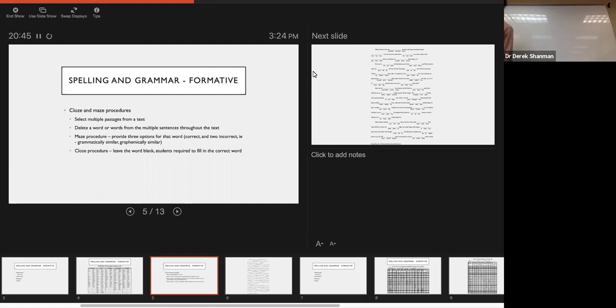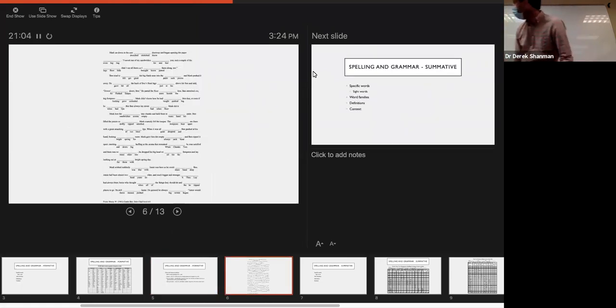And then depending on what you are targeting, whether it be spelling or grammar, your foils, your incorrect responses, are either going to be grammatically similar, the spelling's going to be similar, the sound's going to be similar, something along those lines. All right. So here, I know it's a little bit hard to see, is an example of a maze procedure.